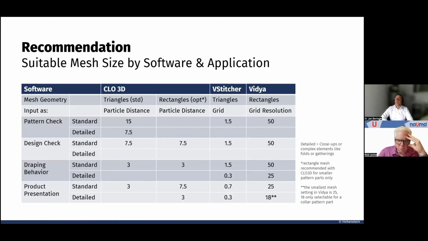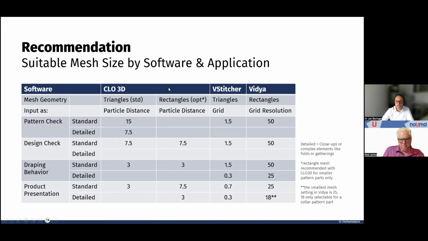So we tried to put everything together in a table. No worries, I won't read every single cell of that table, but we tried to categorize everything we found out. For the pattern check, we had two categories, standard and detailed. For the design check, the same: draping behavior and product presentation. The standard category is always for a quick simulation if everything works well in the garment, and the detailed category can usually be considered if you want to present your simulation to your sales team or to other people who are really interested in the physical, or almost physical, appearance of the garment.